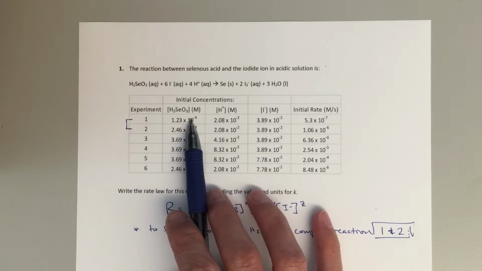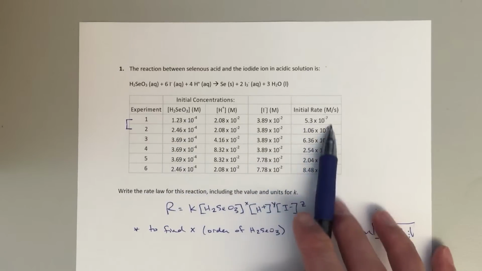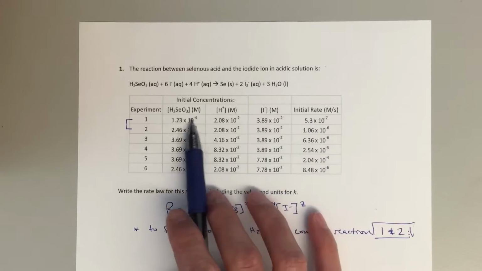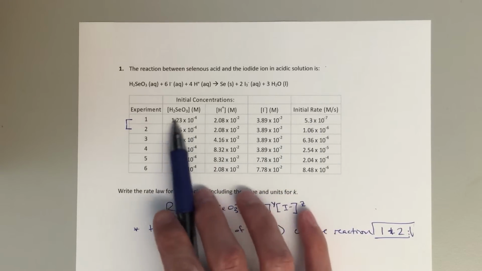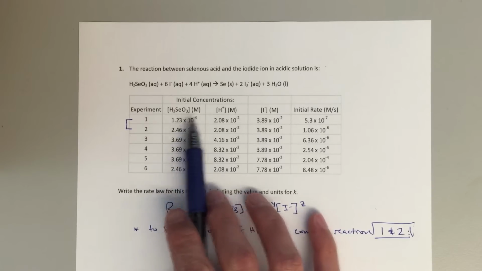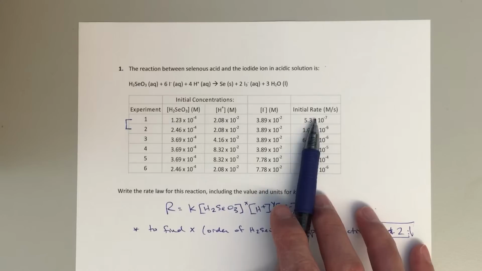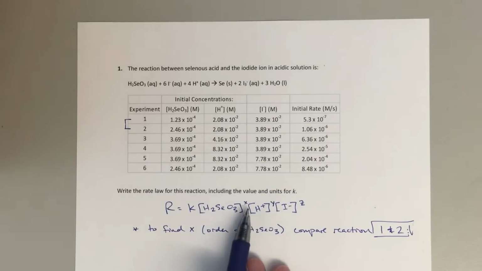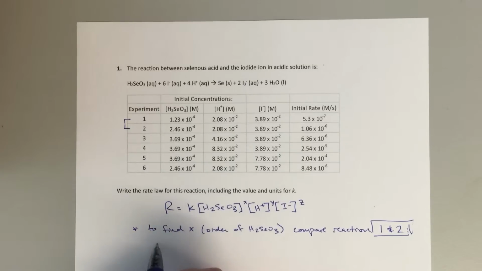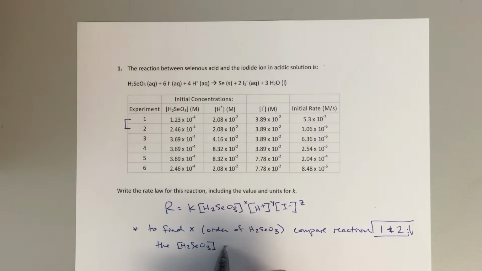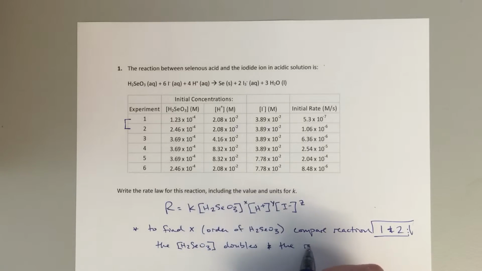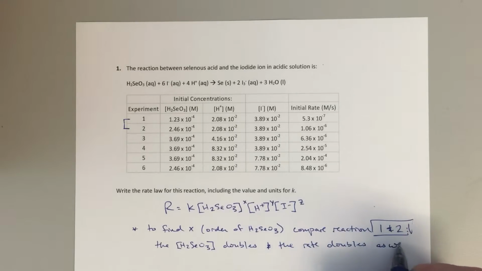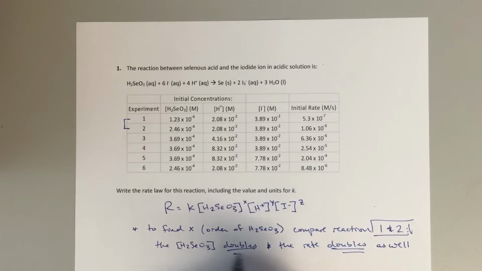This one has doubled. So any change that I observe in my initial rate has to be due to this doubling of my H2SeO3 concentration. So any change that I see here will manifest in a change in my initial rate. That's how I'm going to use that information to solve for this x value. So I might write the concentration of H2SeO3 doubles, and the rate doubles as well. So I'm saying that the rate doubles when I double the concentration.